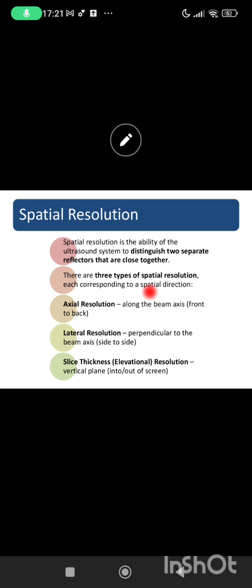Axial resolution, lateral resolution is affected by beam width. Axial resolution is along the beam axis, front to back. Lateral resolution is perpendicular to the beam axis, where objects are placed side to side. Slice thickness, also known as elevational resolution, is along the vertical plane, into and out of the screen.